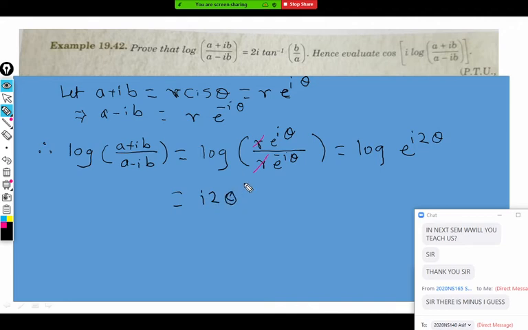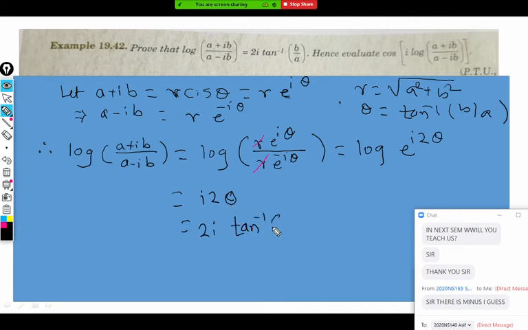But what is the value of r and theta there? Obviously r is the root of a square plus b square. What about theta? Theta is tan inverse of b upon a. So if we resubstitute the value, log of (a plus ib) upon (a minus ib) will become 2 iota tan inverse of b upon a. Got it? That's the proof.